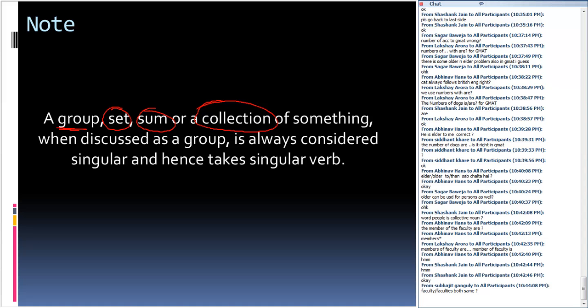Okay. Now to answer Shubhajit Ganguly's question, faculty and faculties are not the same. These are two different words. Faculty, faculty teachers के group को कहते हैं. Faculties are your abilities. Mental faculties मतलब आपके दिमाग की ability. Okay, Shubhajit.